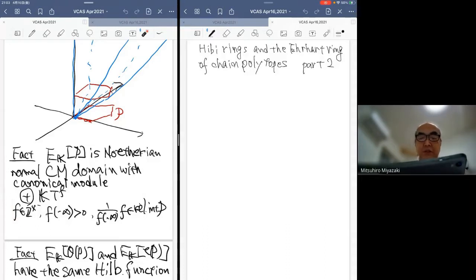And first, since the canonical ideal is reflexive, the canonical module is reflexive, this ideal is a divisorial ideal. So first, I present the symbolic powers of these canonical ideals of Hibi rings and the Ehrhart rings of chain polytopes.